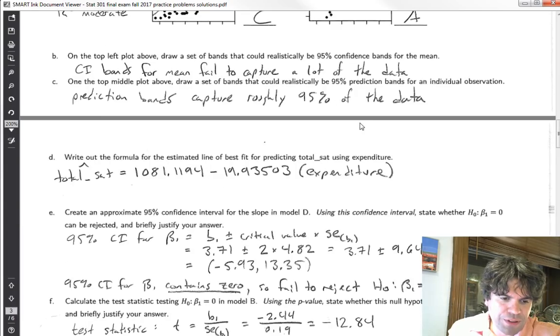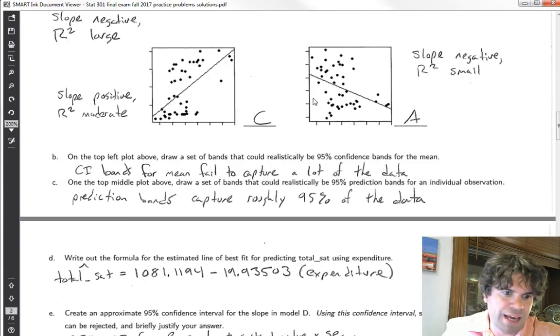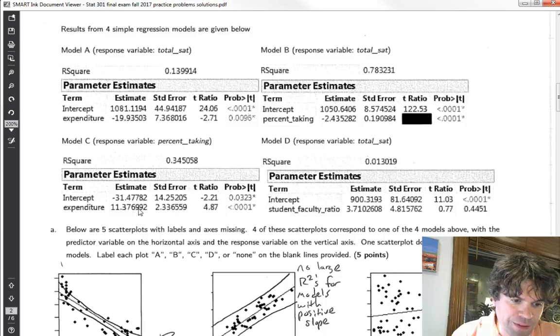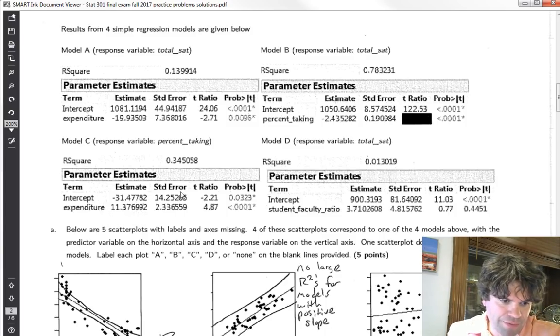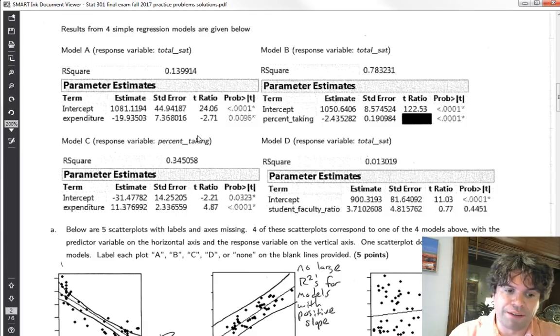Let's see. Oh, and I'm sorry, I shouldn't have said SAT. I was being a little bit too vague there. It says predicted percentage of students taking the SAT, so not SAT score in this case. This language is telling us that the response variable is percentage of students taking the SAT, so that is model C. There's my response variable, percent taking, and there we go, there's expenditure, the predictor variable, and there's the slope, 11.38 roughly. So that is a predicted change. It's not a predicted change in expenditure, it's a predicted change in the response variable, percent taking.